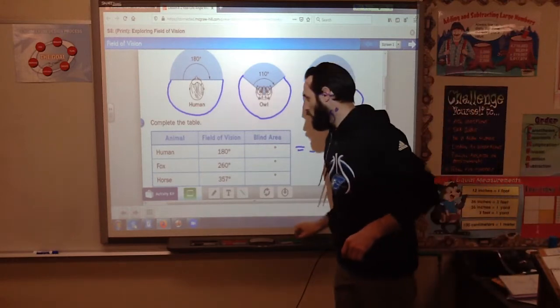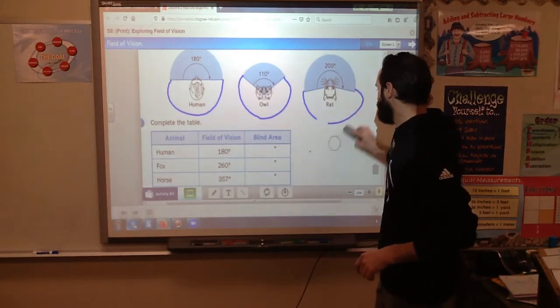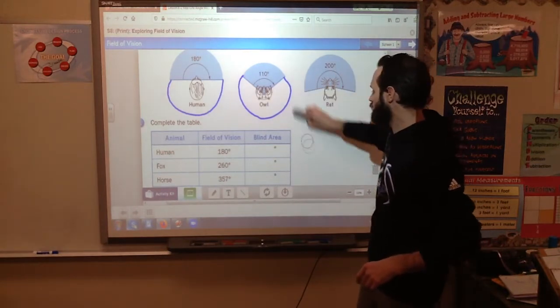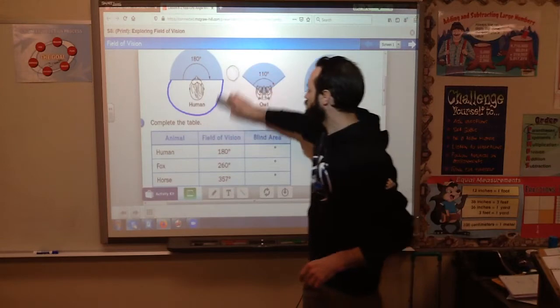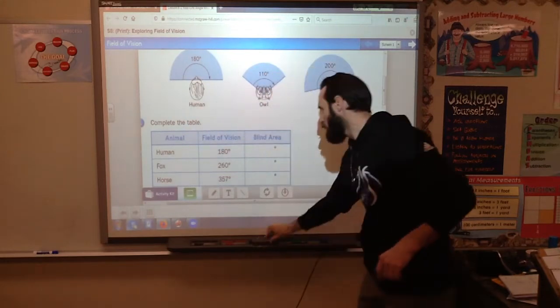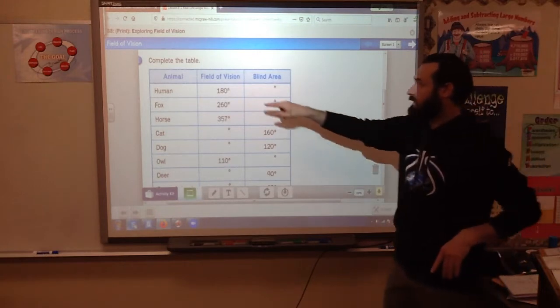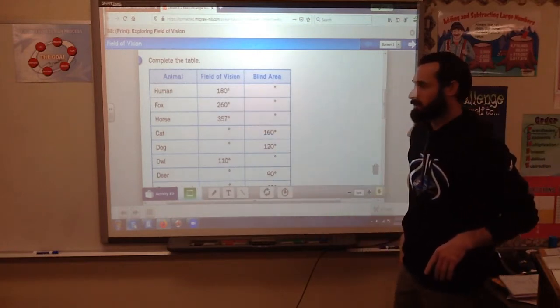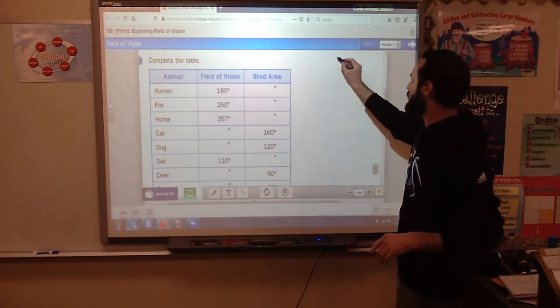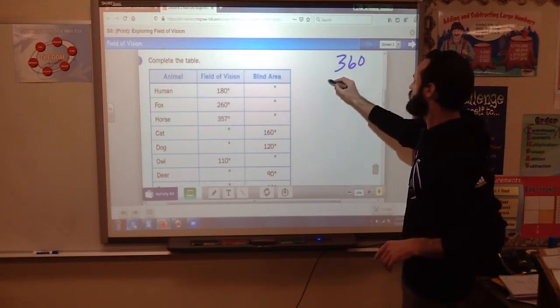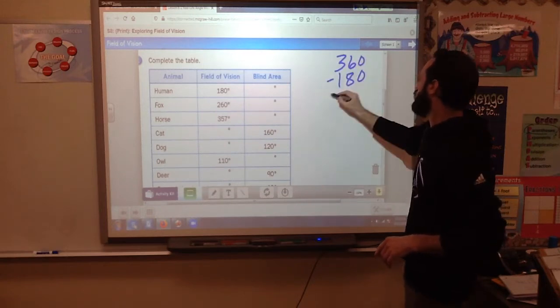So, in this table, the first one, it's a human. So, we have a field of vision of 180 degrees. To figure out our blind area, you've got to take 360 and subtract 180.